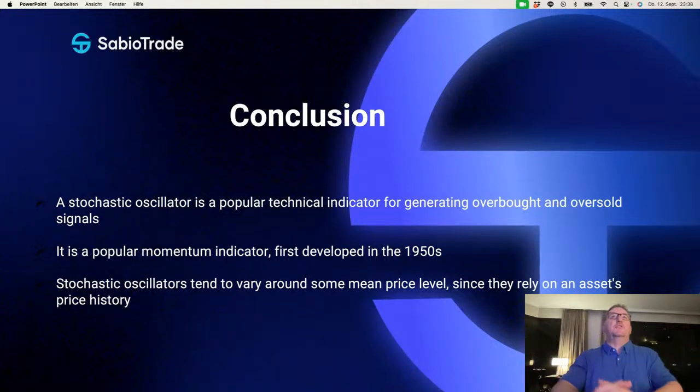So let's make a quick conclusion. A stochastic oscillator is a popular technical indicator for generating overbought and oversold signals. It's a popular momentum indicator, first developed by Mr. George Lane, a charming, smiley guy like me, the inventor of the stochastic line, in the 50s, but I'm not born in the 50s. And stochastic oscillators tend to vary around some mean price level since they rely on an asset's price history.